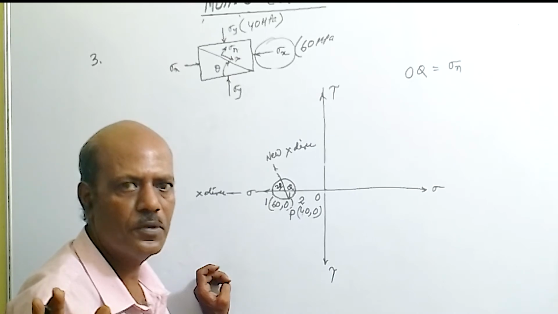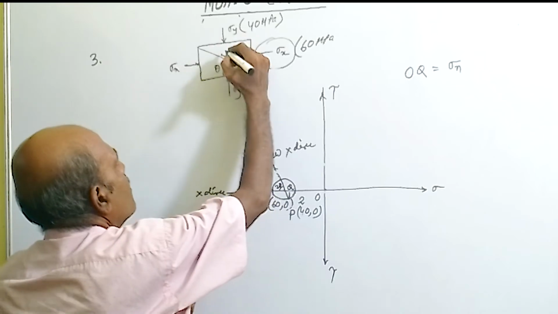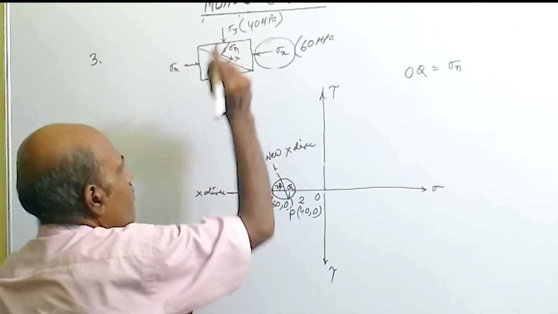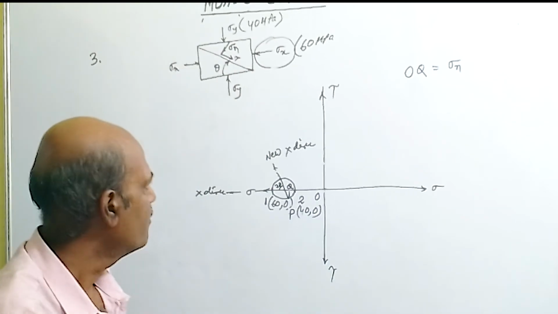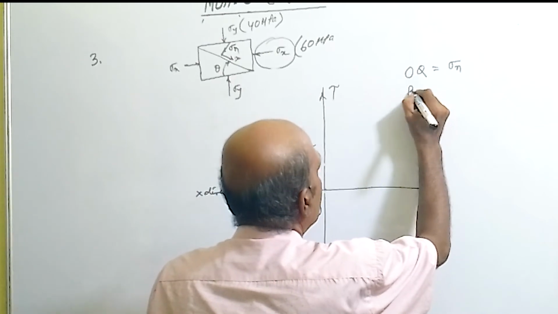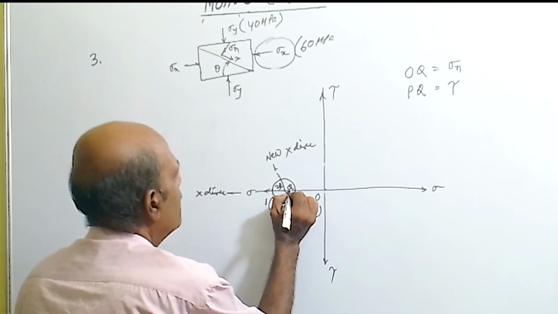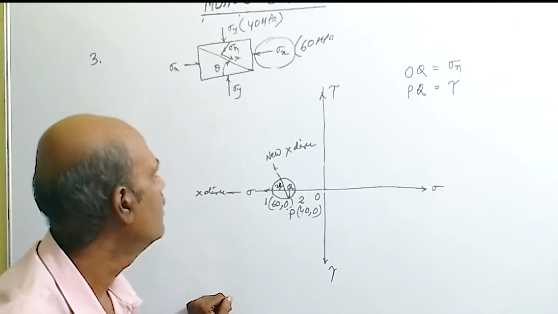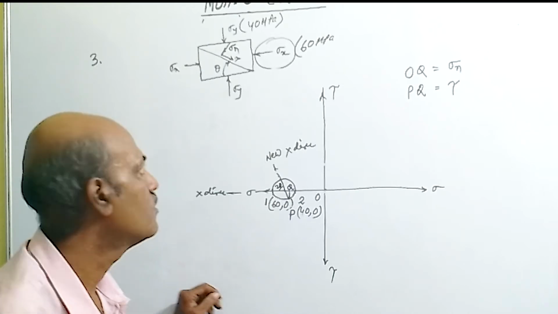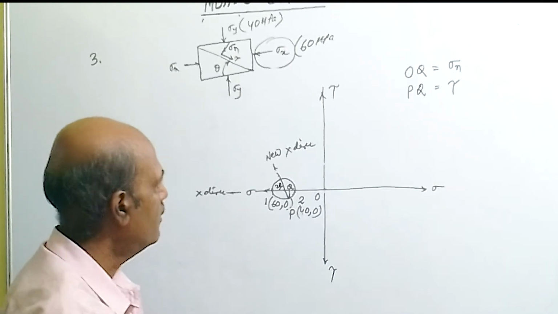Negative means it will be compressive. So instead of sigma n acting like this, it will act like this. Now you can find the tau value by measuring the distance PQ, which is equal to tau. You can see this is also negative, which means it will be in clockwise sense. So it is in clockwise sense, tau.